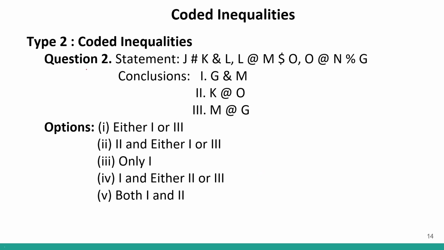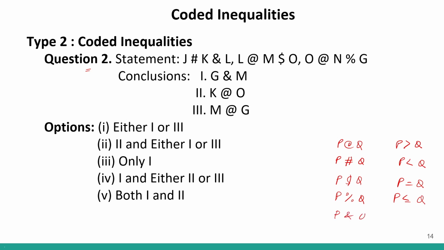Question number 2 basically states that, again we will use the same codes. So P@Q is P greater than Q. P#Q is P less than Q. Similarly, P$Q is P equals to Q. P%Q is P less than equal to Q, and P&Q basically means P is greater than equal to Q. These are your coded inequalities and direct inequalities.